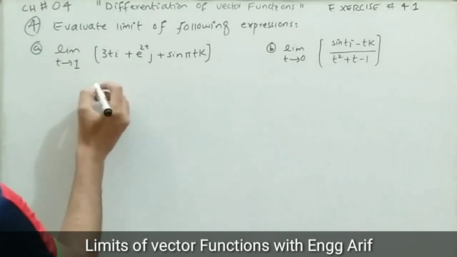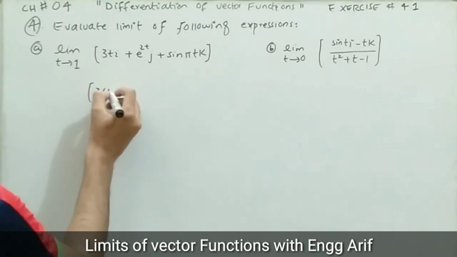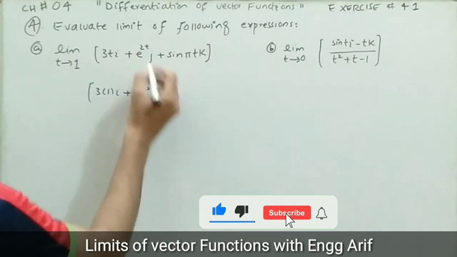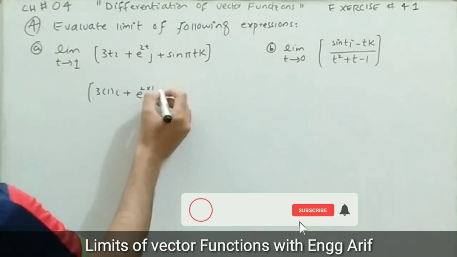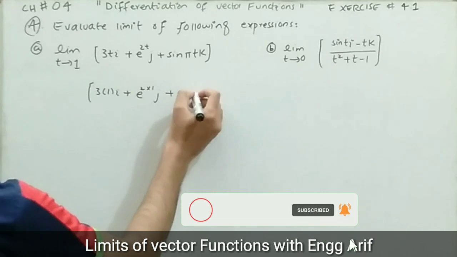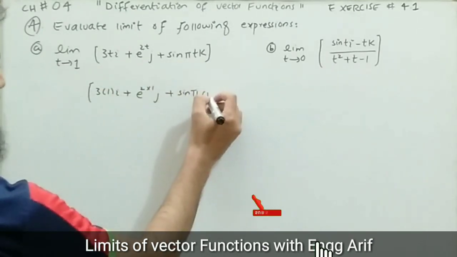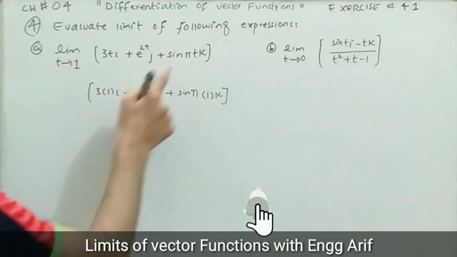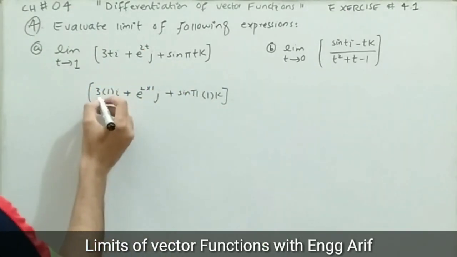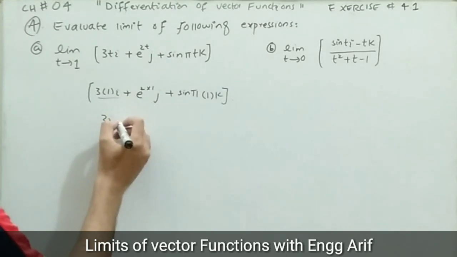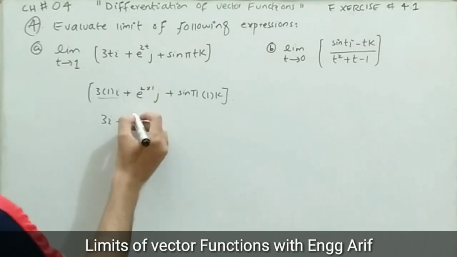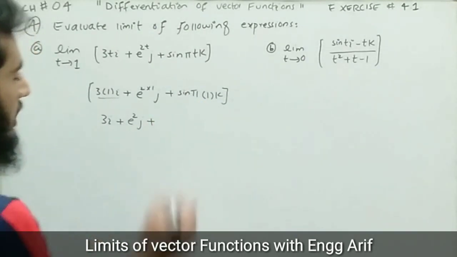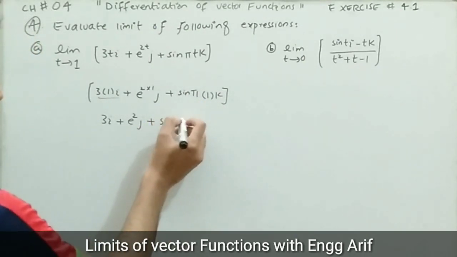So by applying the limit, it becomes 3 into 1 i plus e raised to the power 2 into 1 j plus sine pi into 1 k. So 3 multiplied by 1 gives us 3i, plus e power 2 multiplied by 1 gives us e power 2 j, plus sine pi multiplied by 1 gives us sine pi k.